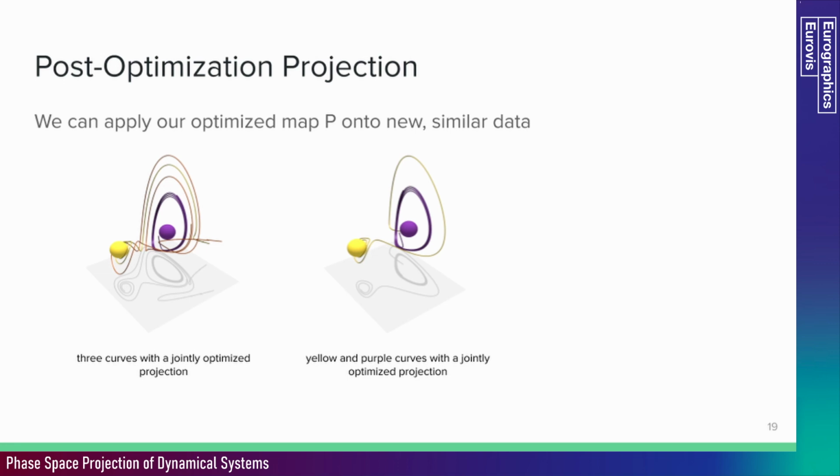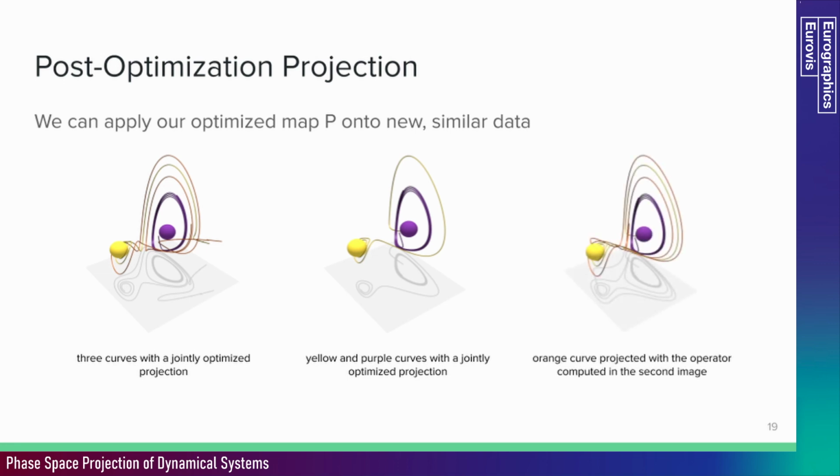Finally, by just using the projection map from the middle illustration, we explicitly project the orange trajectory without optimization. As a result, the orange projection appears in a similar way as if it was jointly optimized with the other trajectories. This is possible due to the smooth and continuous definition of the projection map.